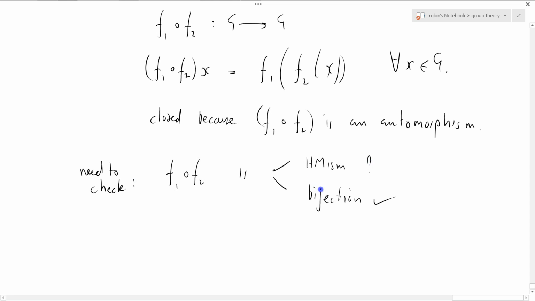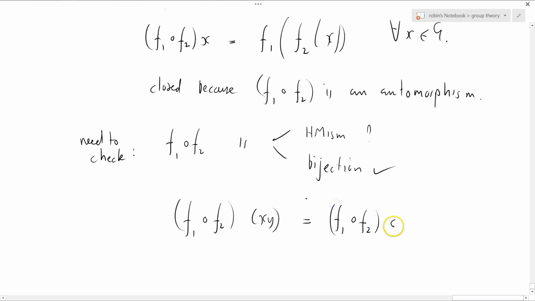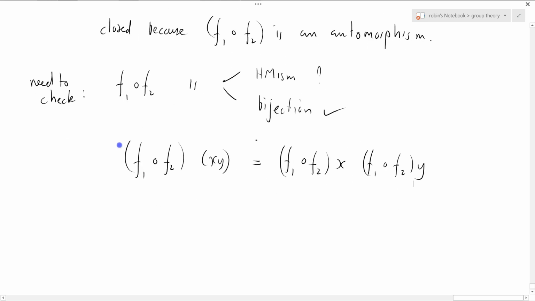Is it a homomorphism? Well, what does that mean? Let me just write down what a homomorphism is, and then we'll check to see that it's satisfied. (f1 combined with f2)(xy) equals, we hope, (f1 combined with f2)(x) times (f1 combined with f2)(y). All I've done is write out the definition of a homomorphism.